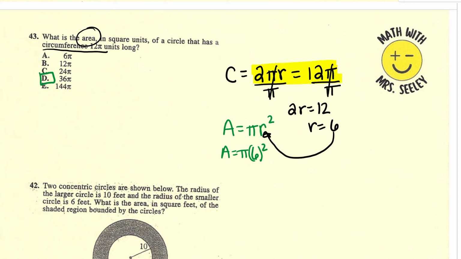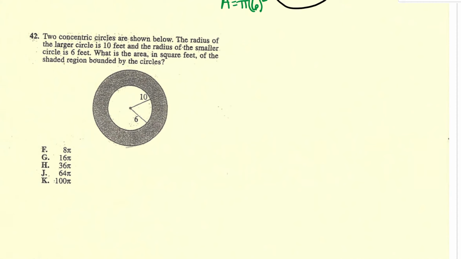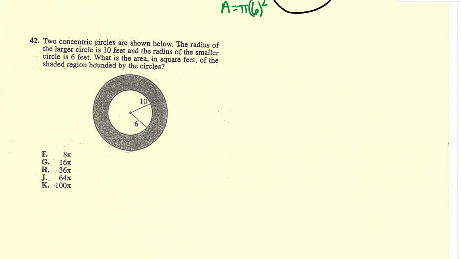All right, let's look at this number 42. It says 2 concentric circles are shown below. The radius of the larger circle is 10 feet, so that would be this one. The larger one is 10. And the smaller is going to be 6. And we want the shaded region right there. If we want the shaded region, basically this is what we're doing.